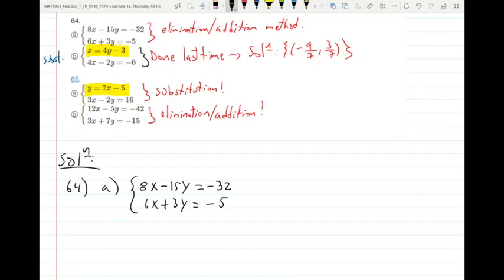All right, so we want to solve this system. Remember, the idea here is we're looking for an x and a y that works for both equations, okay? That's what we're trying to do. So we want to do this by using the elimination method.